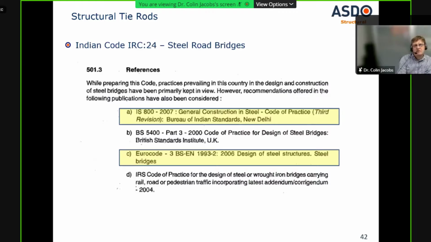If we look at some aspects of the Indian code, the IRC 24, they refer to IS 800, the General Steel Design Code, and also make reference to the Euro codes. So you do obviously have your own design codes, but they lean heavily on the Euro codes. It seems I recognise many parts within it, and also 5400. I still recognise some parts from the old 5400.